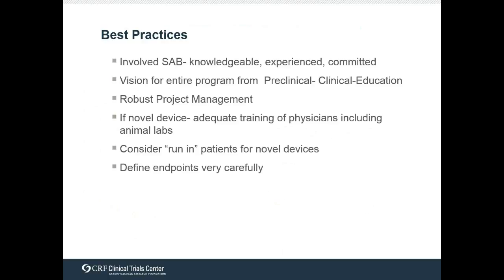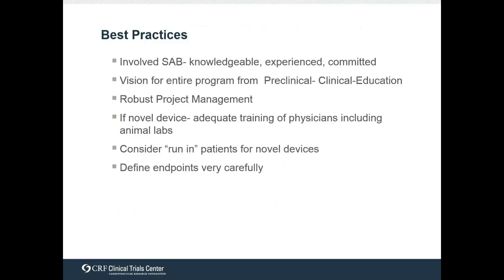One of the things that can help immensely is having a knowledgeable and involved scientific advisory board or a medical advisory board. You need to have the right mix of highly experienced people, but it's always good to also have people who are ready to roll up their sleeves and be committed to the program. SABs that meet once a year and there is no ongoing involvement with the product development are unlikely to really be effective.